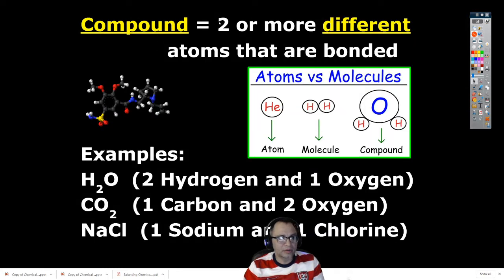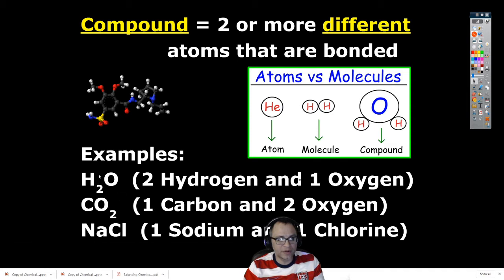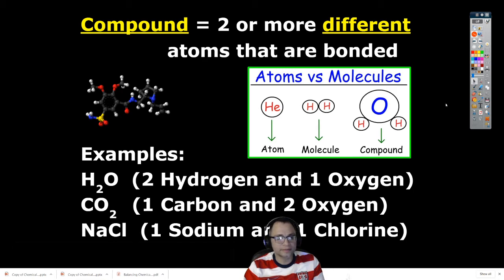Now a compound equals two or more different atoms that are bonded together. So your examples would include H2O, which is a compound of hydrogen and oxygen, CO2, which is a combination of carbon and oxygen, and NaCl, sodium chloride, which is a combination of sodium and chlorine.